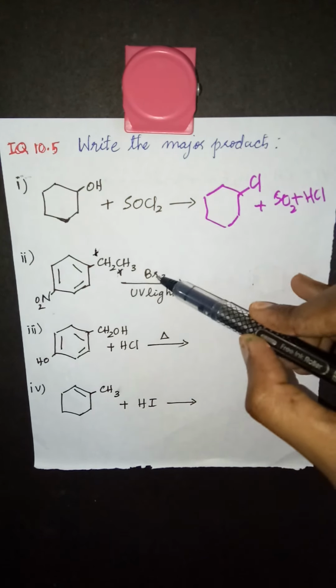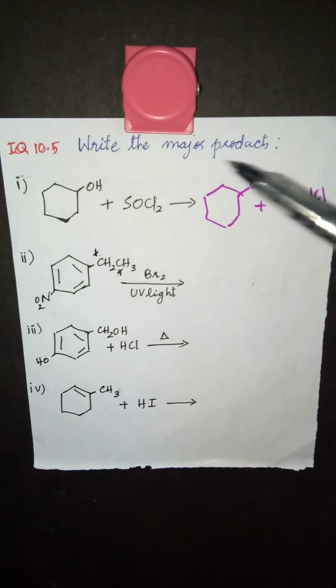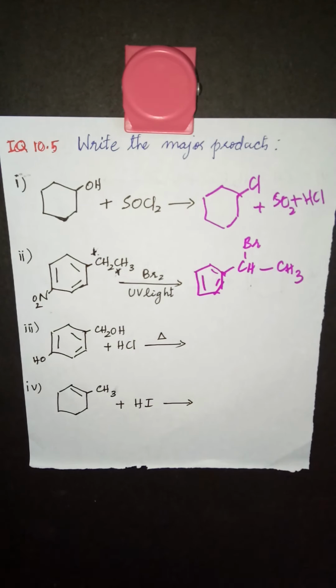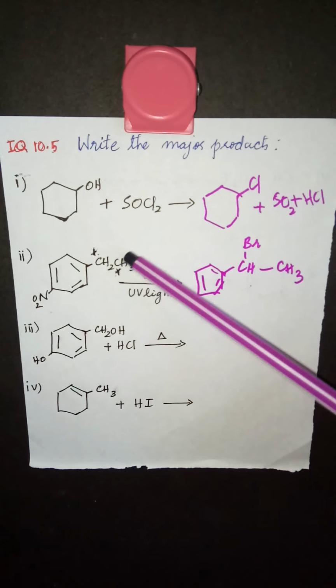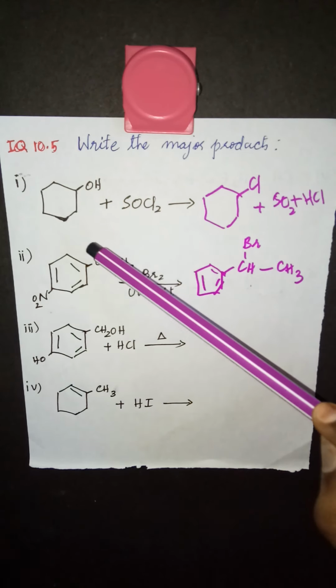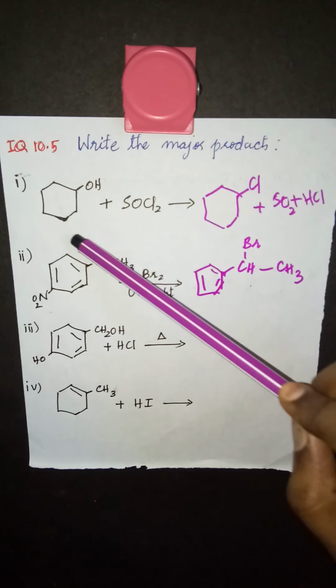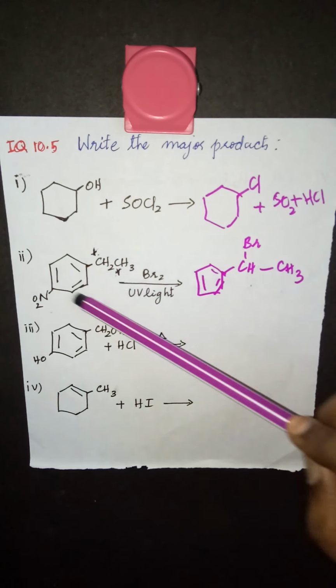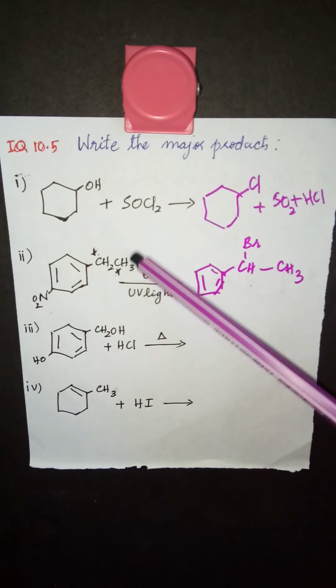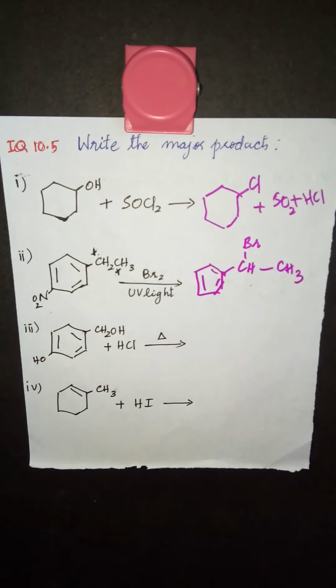So when this is plus, Br will attack here. So what will be the product? So this is the product. Can you understand? So the Br will not come here. Br will come here, because if it comes here, then it is forming a benzylic carbocation, which is more stable than the primary. So this is the possible product.